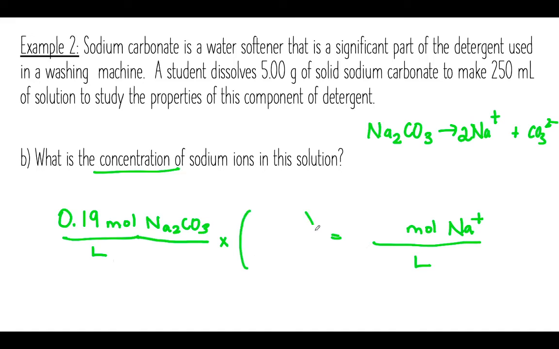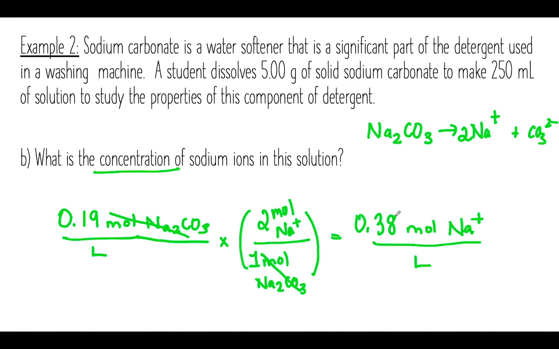Let's try and cancel out our units. So I've got moles of Na2CO3, and for every 1 mole of Na2CO3 there are 2 moles of Na+. Right? So this allows me to cancel out moles of Na2CO3. So if I do 0.19 times 2, that gives me 0.38.